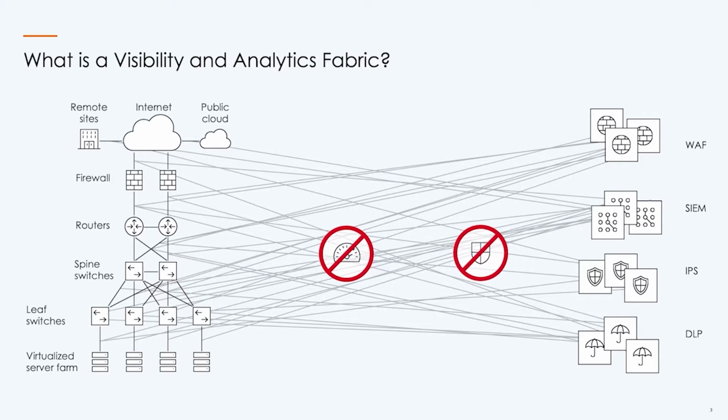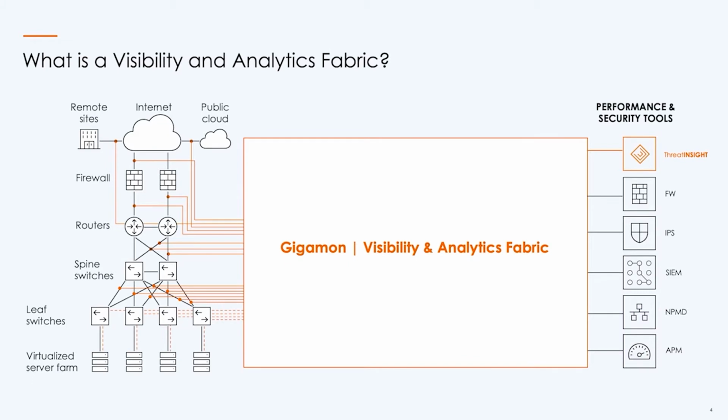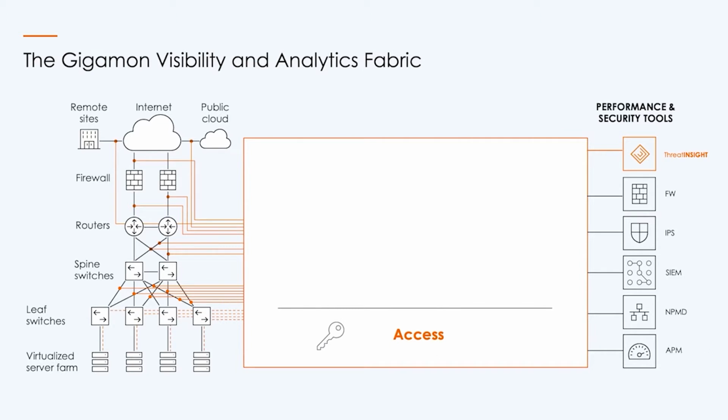Our approach to this is pretty simplistic in our view. It's to say we need to build an abstraction layer between the network and the tools that manage it. And that's what we call the Gigamon Visibility and Analytics Fabric. So what this does is it really does four things. The first is it provides access to all the data on the network. So it doesn't matter whether it's getting data from IoT devices, from servers within a data center, from virtualized servers, from the cloud in all its flavors, or most likely some combination of all of that. So it provides visibility into that environment.